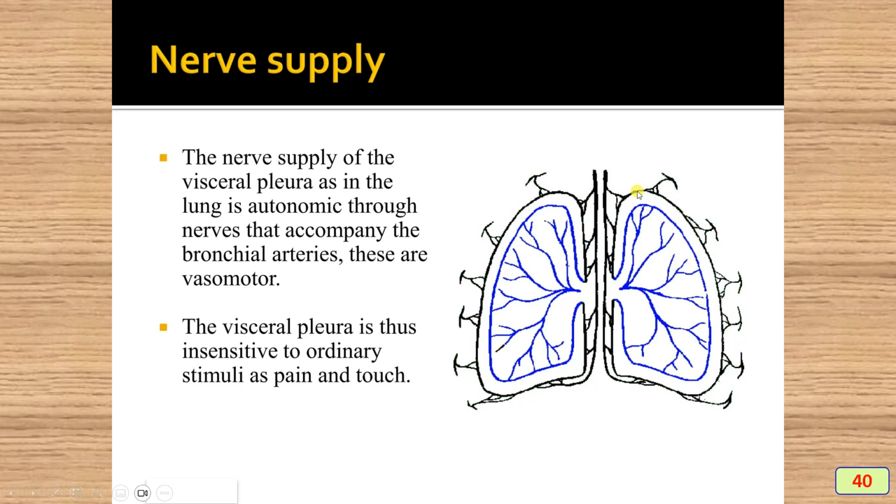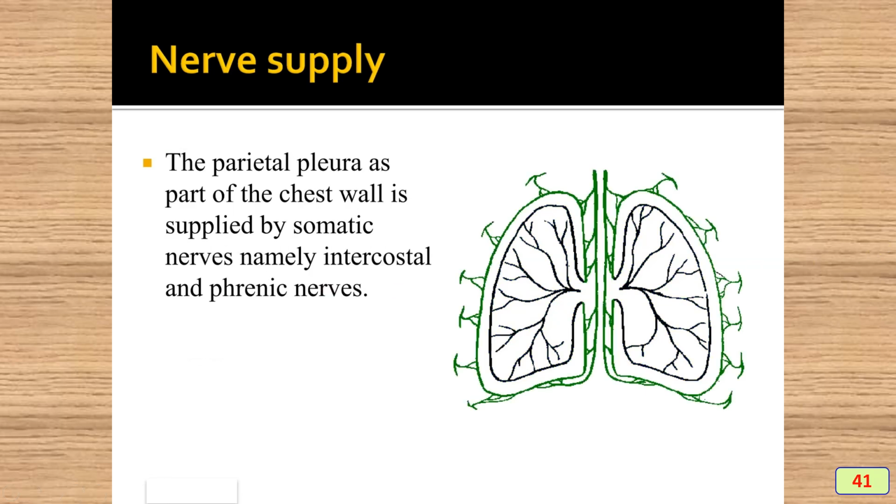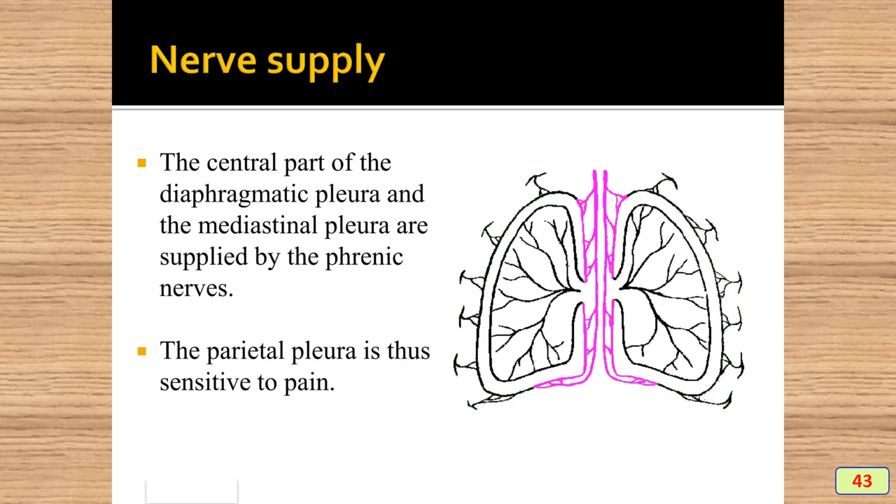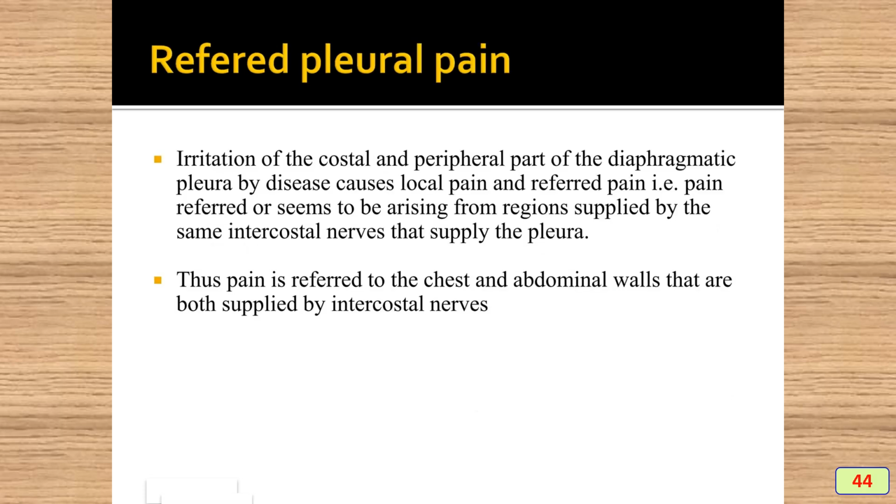The nerve supply to the visceral pleura is regarded as part of the lung, and the parietal pleura as part of the chest wall. The visceral pleura is supplied by autonomic nerves, and partially it is a somatic visceral reflex. The parietal pleura is part of the chest wall and is supplied by somatic nerves, and the phrenic nerves are also concerned. The collateral nerve branches also stimulate it. So the parietal pleura is sensitive to pain because it is served by the phrenic nerve.